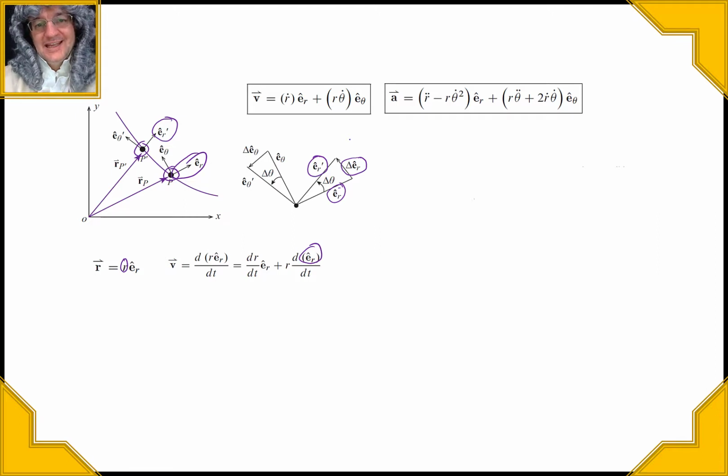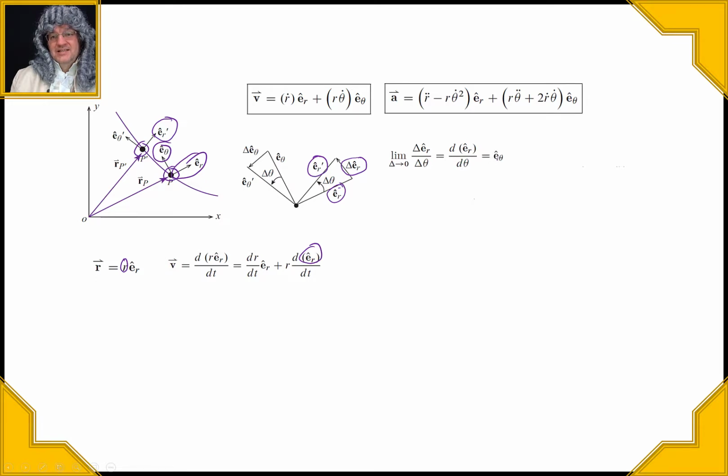Now, this depends on the sweep of the angle that we're taking when we're moving from one point to another. But we already can see that delta ER is pointing in the E theta direction. And as we take the limit, as that delta theta gets smaller and smaller, we see that it does become E theta.